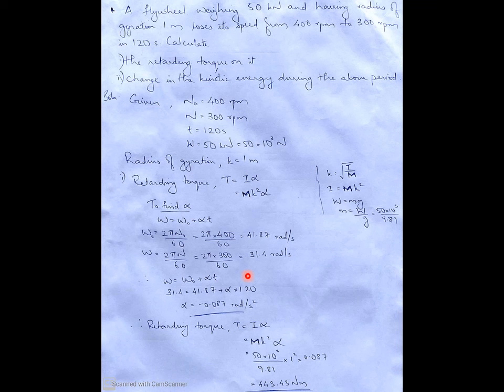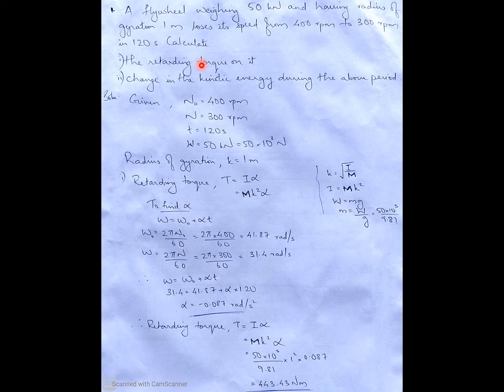Okay, let us start doing the problems. First problem: a flywheel weighing 50 kilonewton and having radius of gyration 1 meter loses its speed from 400 rpm to 300 rpm in 120 seconds. Calculate the retarding torque on it, and the change in the kinetic energy during the above period.